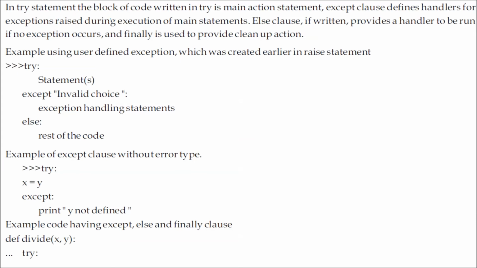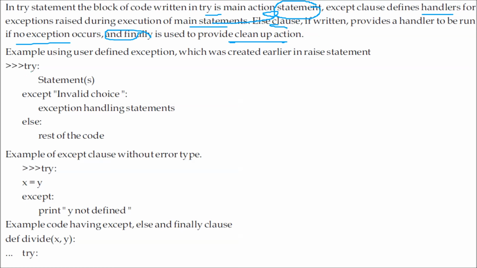So in the try statement, the block of code written in try is the main action statement. The except clause defines the handlers for exceptions raised during execution of the main statements. Else, if written, provides a handler to be run if no exception occurs. And finally is just to provide cleanup actions.